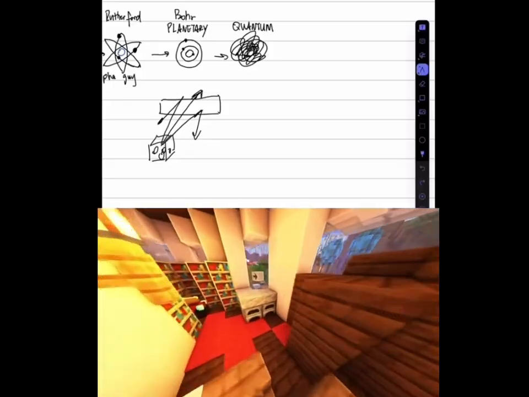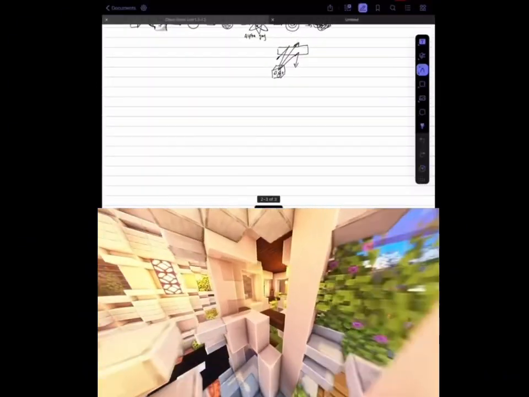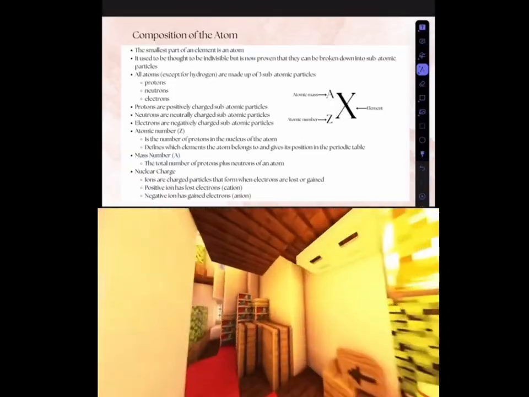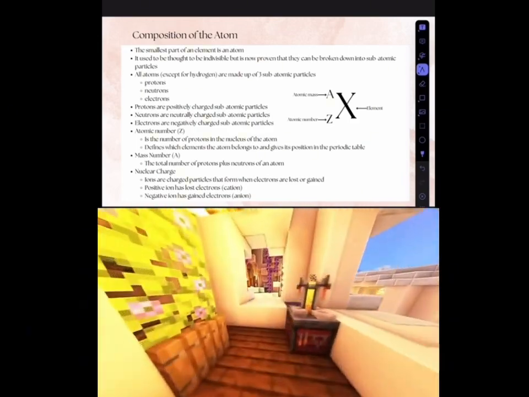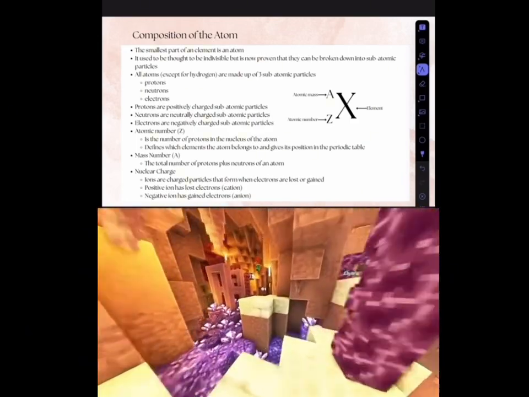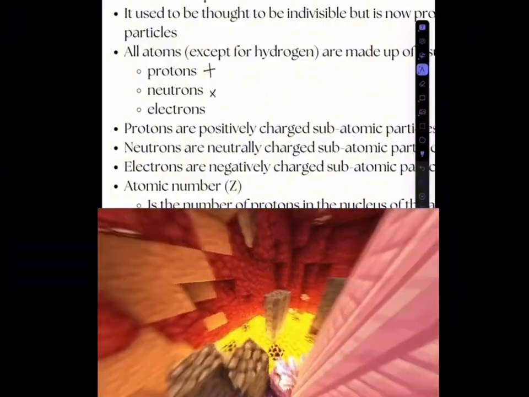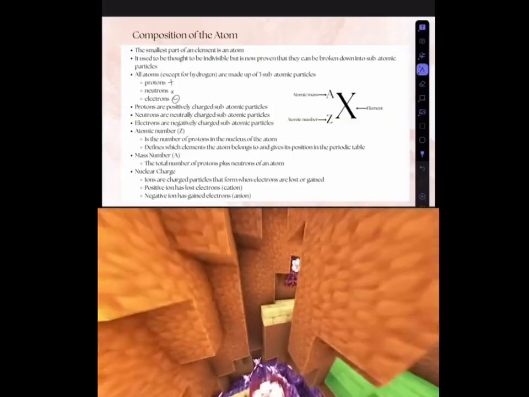Okay, let's go back. So all atoms except for hydrogen, which is an interesting case, are made up of 3 subatomic particles. So you have protons, neutrons, and electrons. Protons are positively charged. Neutrons do not have a charge, and electrons are negatively charged.